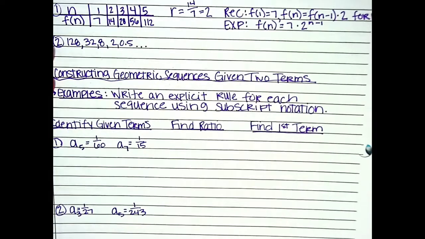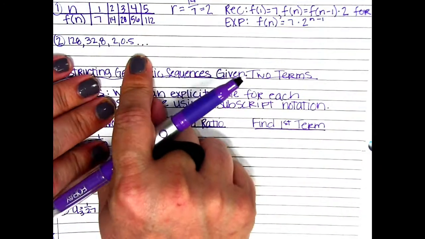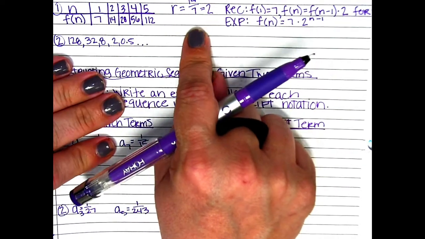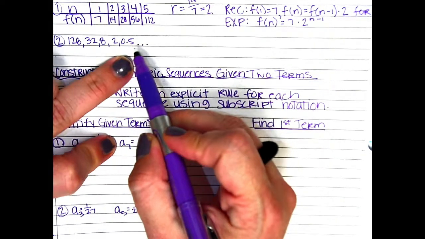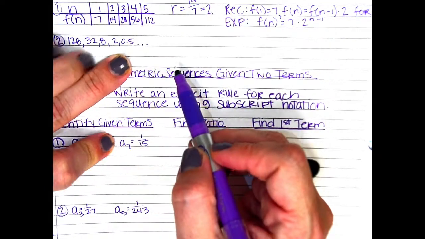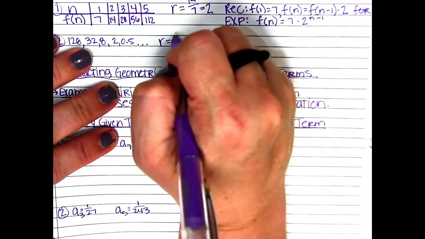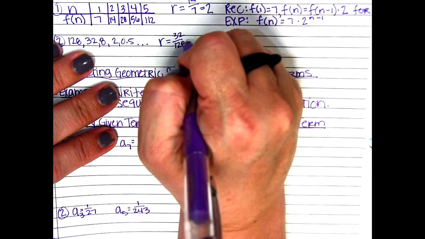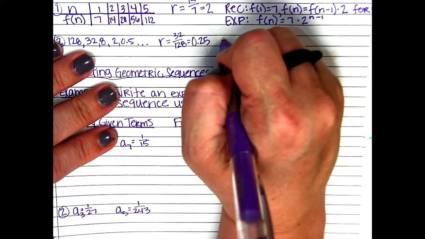Sequence number 2 is 128, 32, 8, 2, and so on. This is getting smaller. When it was getting bigger, we had a whole number ratio. When it's getting smaller, it's going to be a fraction, or in this case, because they used a decimal, we are going to use a decimal. To get r, we do 32 over 128, and that is 0.25.